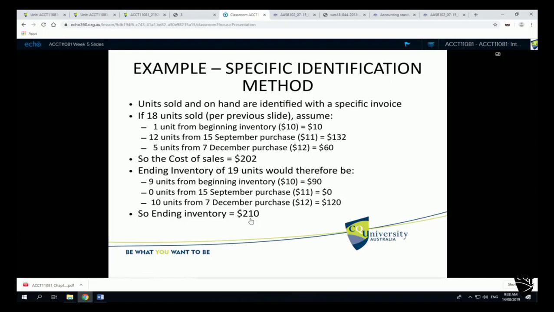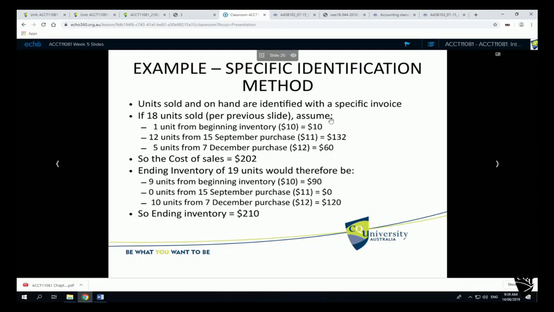Now, in many cases, such as for companies like Coles and Woolies, who sell lots of the same item, like loaves of multigrain bread, it's hard to apply specific identification. So which loaf just walked out of the door in that customer's shopping trolley? Okay, so it's clear that specific identification wouldn't be practical in that instance.